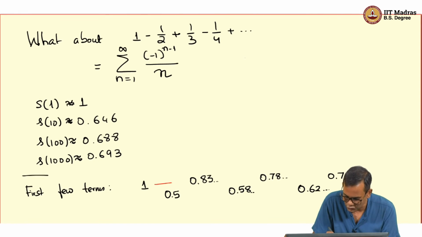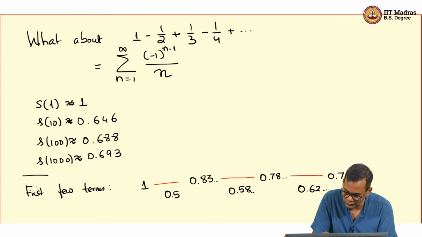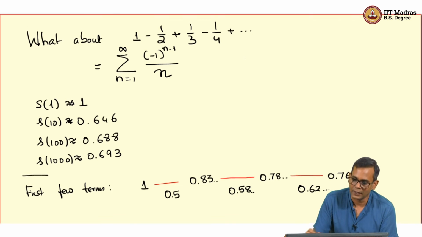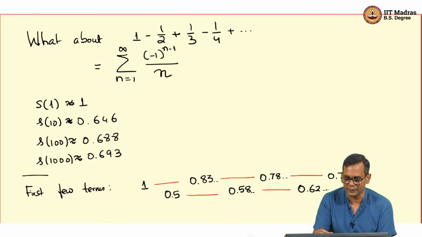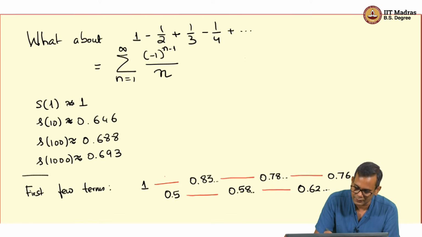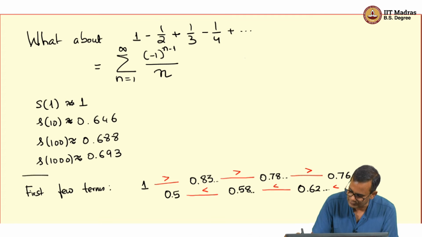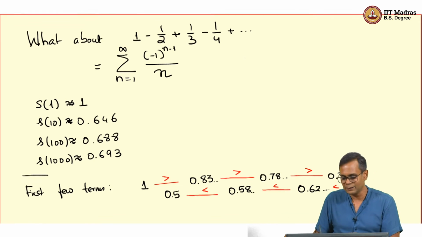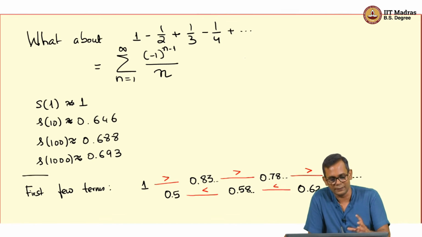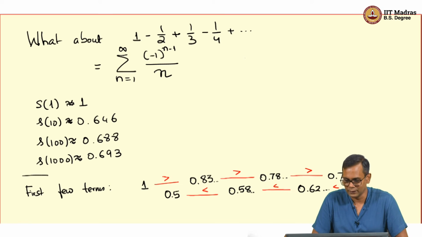But there is something else that is very interesting happening. If you look at the relationships between the odd terms alone, the first term, third term, fifth term and seventh term, you will see that they are decreasing. And if you look at the relationship between the even terms alone, you will see that they are increasing. So, this is greater than this, greater than this, greater than this. This is less, less, less and so on. And this is the key to understanding the convergence of this series.